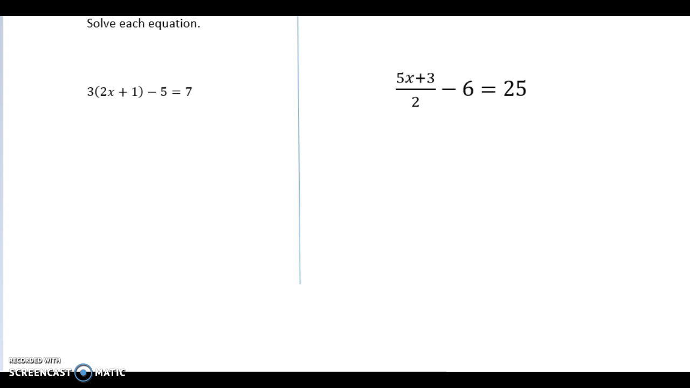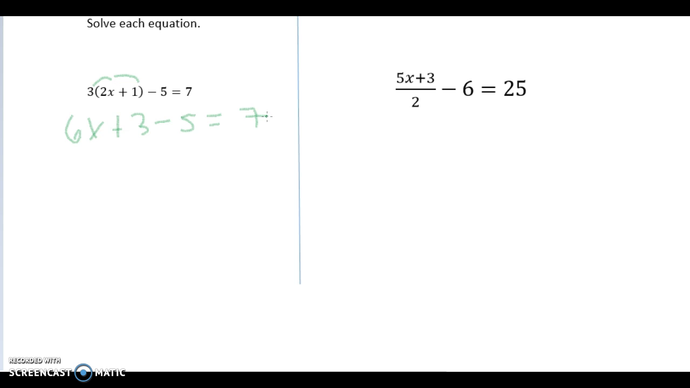In order to do that, we must use distributive property to multiply and remove the grouping symbol. We will take 3 and multiply it by 2x, and 3 and multiply it by the 1. 3 times 2x gives us 6x. 3 times 1 gives us 3. And so now we're going to bring down the minus 5 and equals 7. Those are the remaining terms in the problem that have not been manipulated or changed.